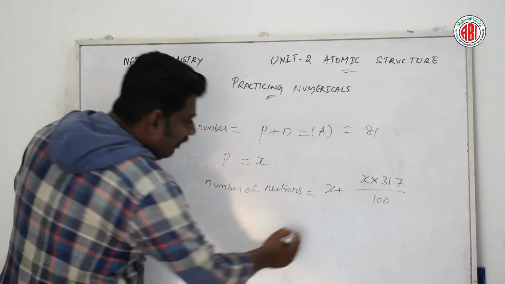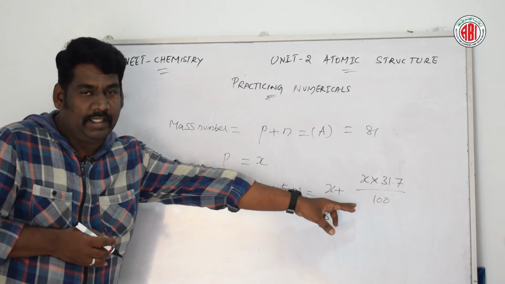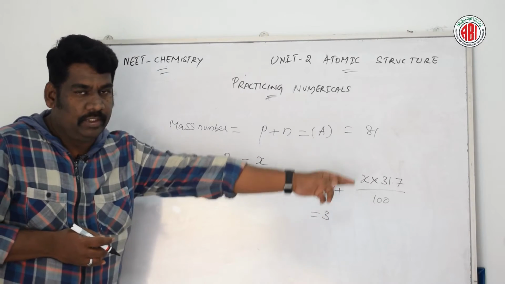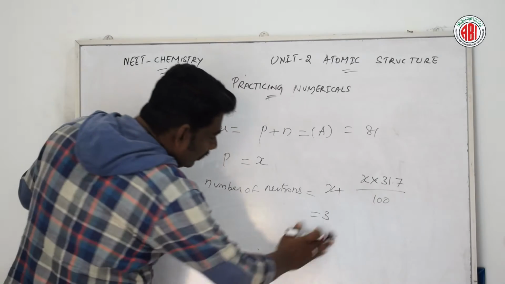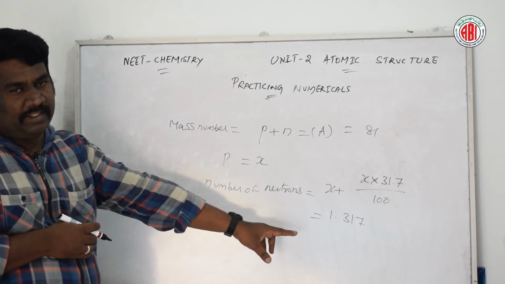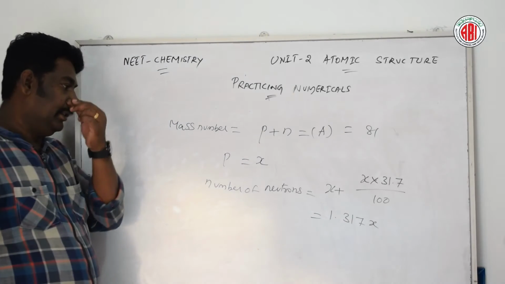Simplifying this, see here the 100 has two zeros. If you move those two zeros to 31.7, it becomes 1.317. So it is 1.317 x, where x is the number of protons.